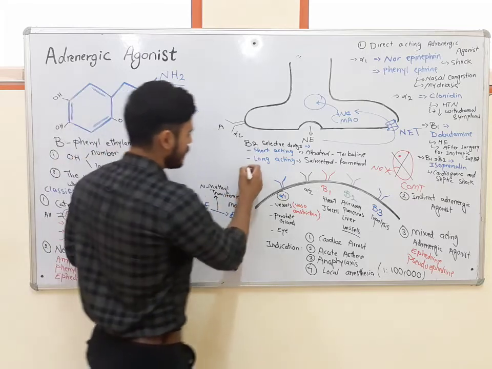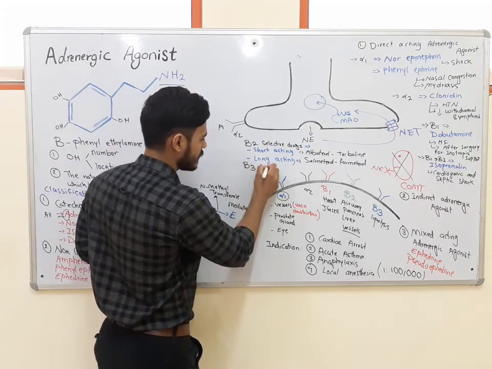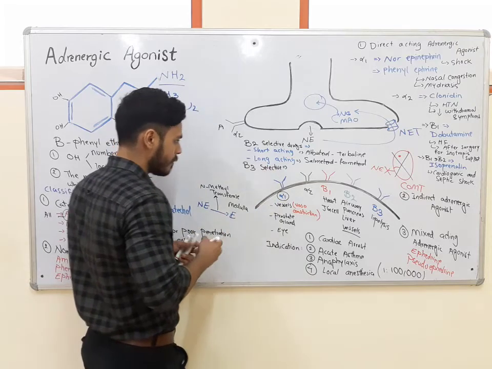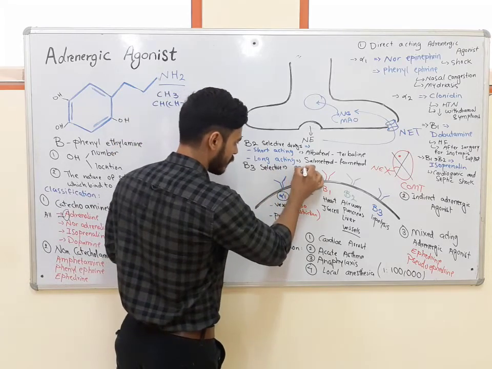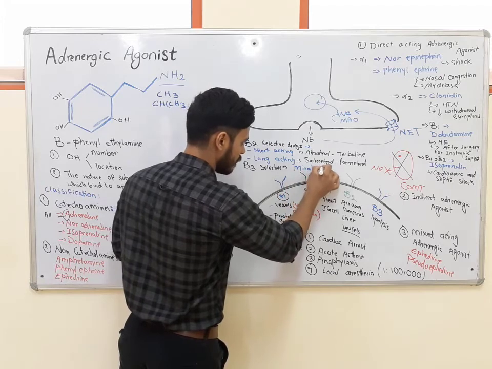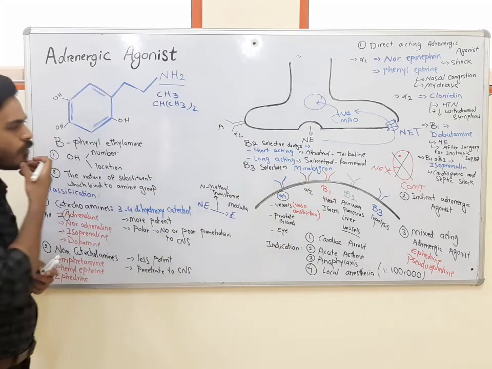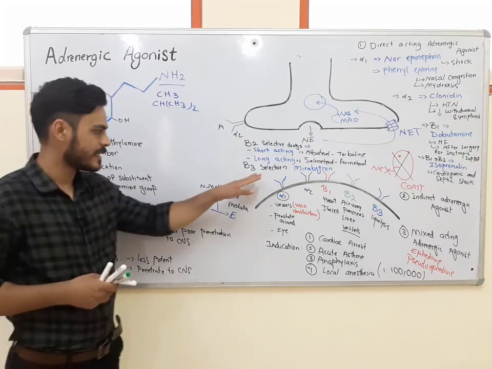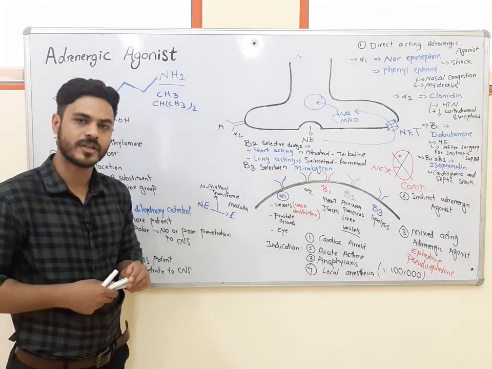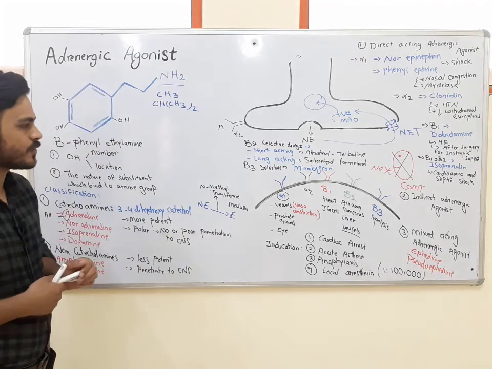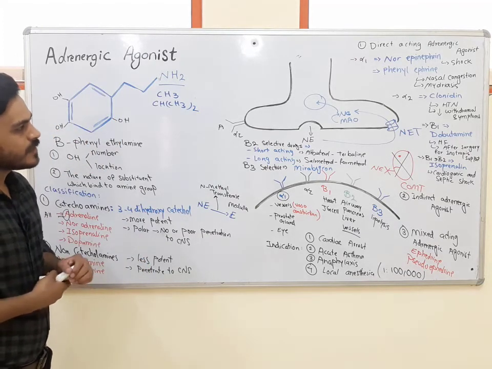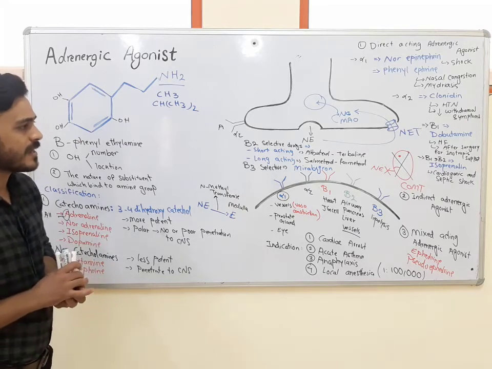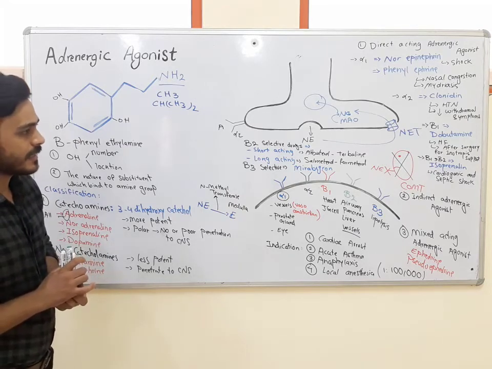We have beta-3 selective drugs. Beta-3 selective drug, I have talked about this drug, which is mirabegron, and we can use mirabegron for treatment of overactive bladder, as well as we can use some other beta-selective drugs for treatment of obesity. We'll talk about those drugs in obesity lecture. This was about direct-acting adrenergic drugs on the basis of their selectivity.